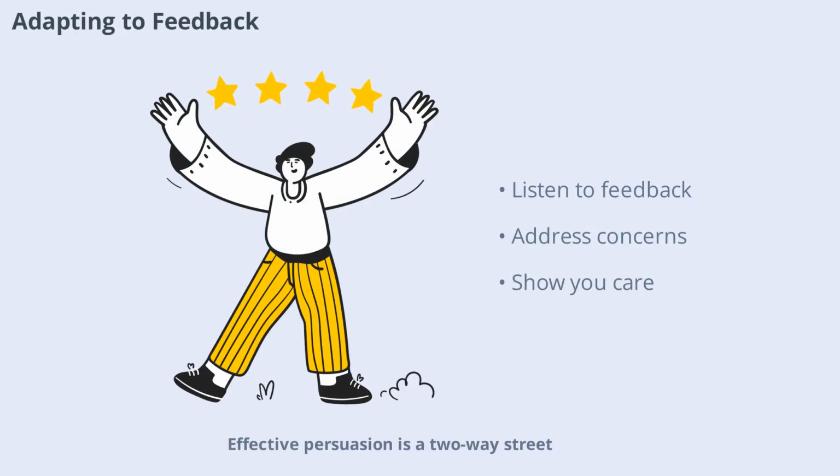Effective persuasion is a two-way street. Listen to your audience's feedback and be willing to adapt your message. Address concerns, answer questions, and show that you value their input. This not only builds trust but also increases the chances of your message being accepted.